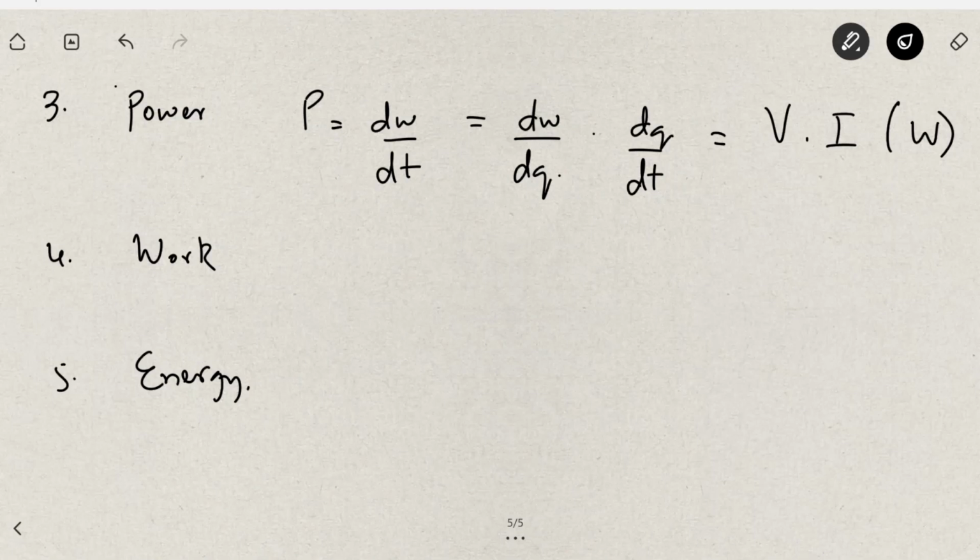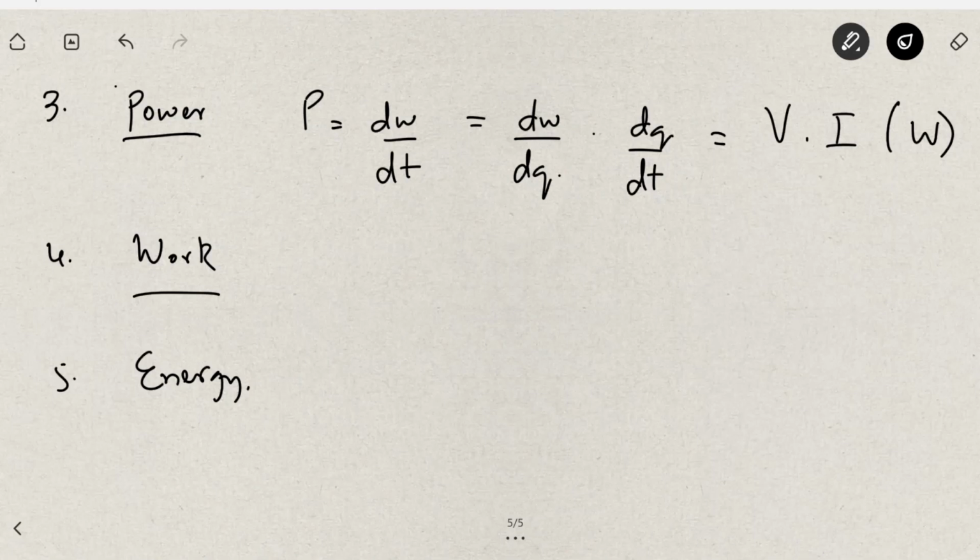Now this V into I is actually instantaneous power. So this represents what the power is at any particular instant. It does not represent the actual nature of power expenditure in the system. We will be looking at that when we talk about AC systems. There it will be discussed in more detail.